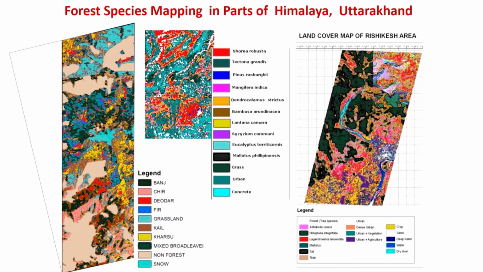Suppose there is an oak forest, or a pine forest, and there are some shrubs beneath it. Using optical data, it is difficult. But there is another data, microwave data, which has the capability to penetrate.